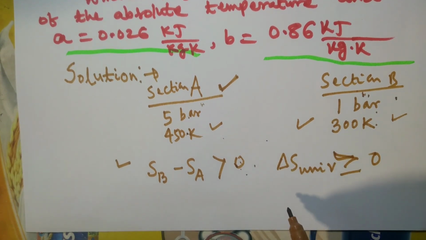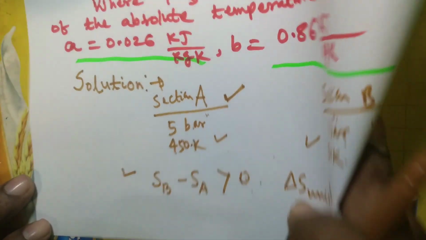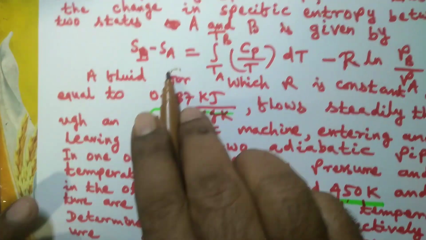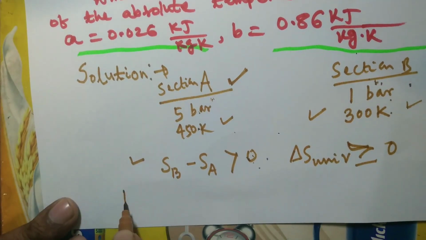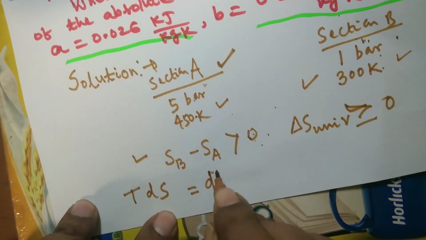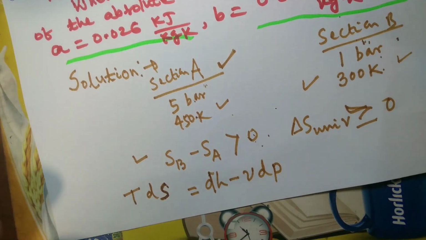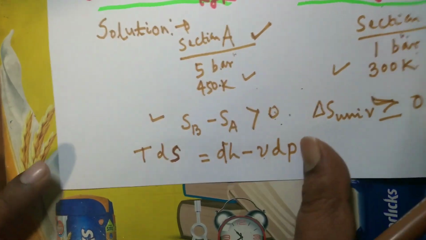So we'll check it. First our objective is to find out S_B minus S_A. For that, we can use this expression, which actually comes from one of the property relations, that is T ds equal to dh minus v dp. This is in fact the change in specific entropy, and this is specific volume. This is in fact a property relation.